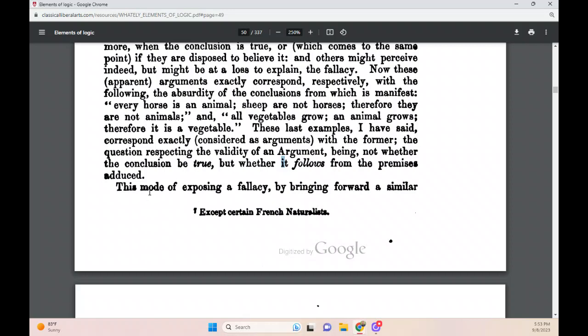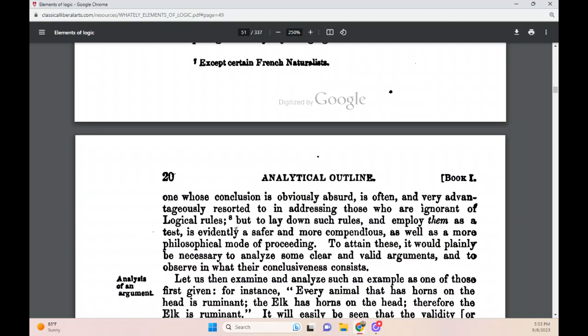He says, this mode of exposing a fallacy by bringing forward a similar one whose conclusion is obviously absurd is often and very advantageously resorted to in addressing those who are ignorant of logical rules. So he says, I just showed you a good way to prove that something is unreasonable and that we should make use of that method. But to lay down such rules and employ them as a test is evidently a safer and more compendious as well as a more philosophical mode of proceeding or going forward.